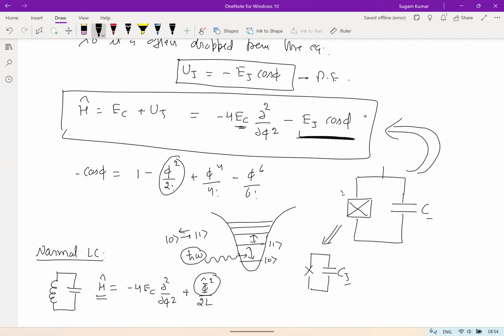That was the part, I think, we have discussed till now. If anybody has any question up till here, please let me know. And these equations, these energy terms, we're going to use now.